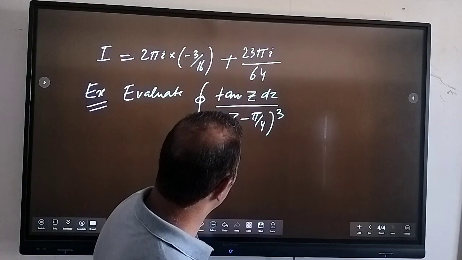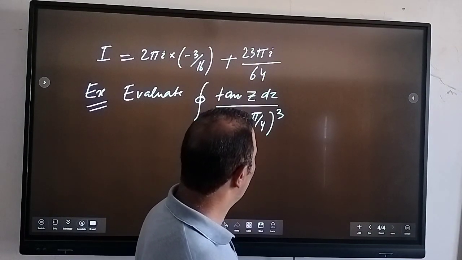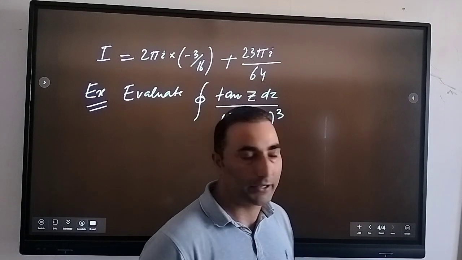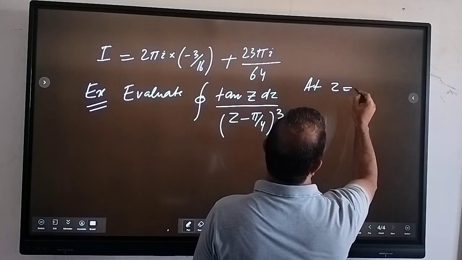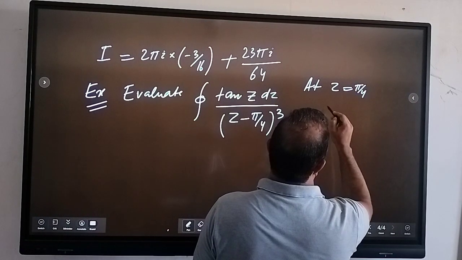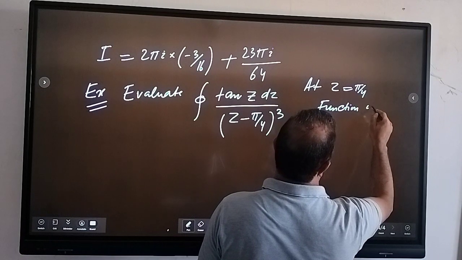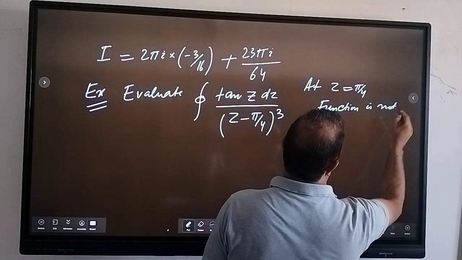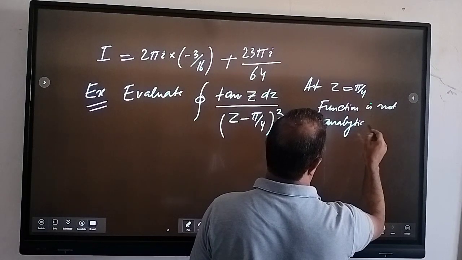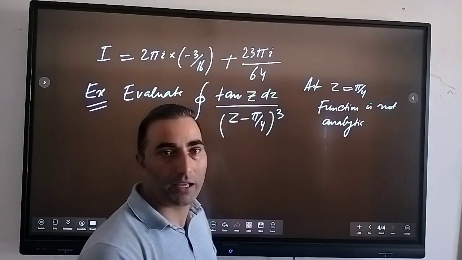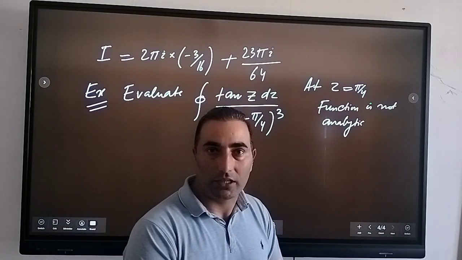Now the second thing is, if you have the cube here, right? Then again we will solve it, because if you put z equal to 4, the function is not analytic. Or you can say that it has a singularity at z equal to 4, because at z equal to 4 this becomes indeterminate, right?